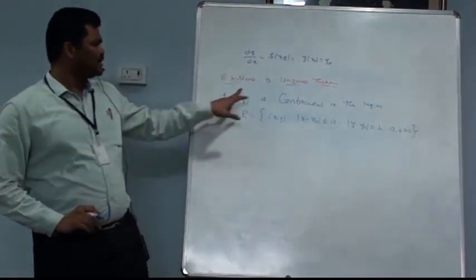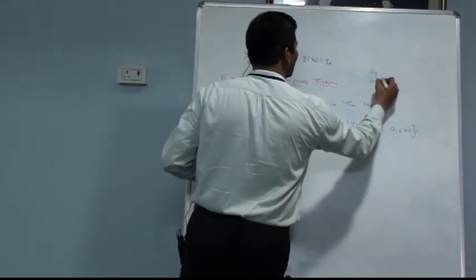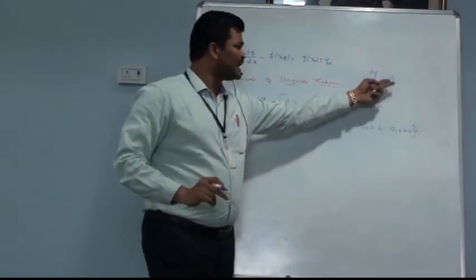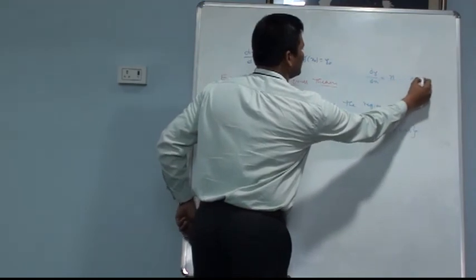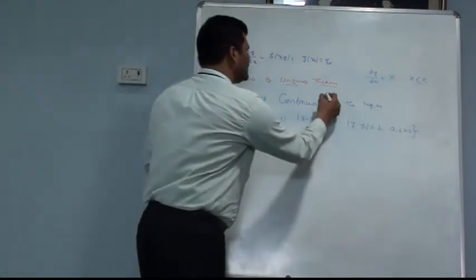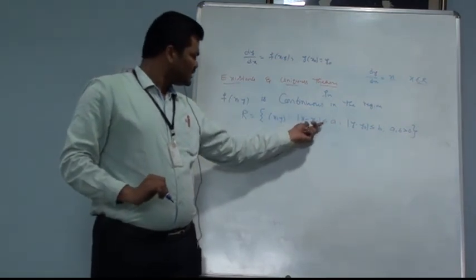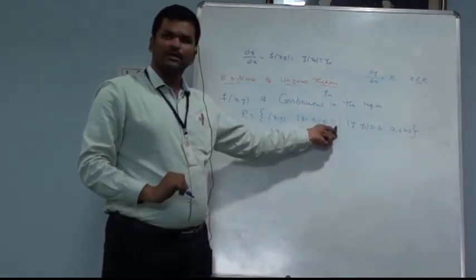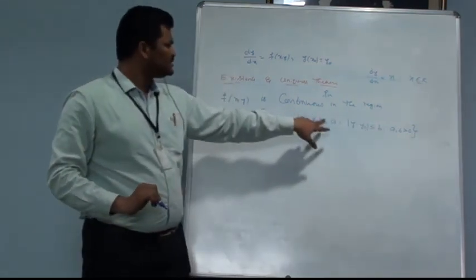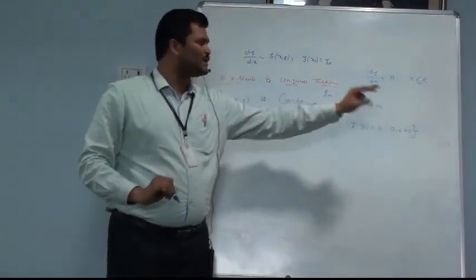So f of x, y is a function. Earlier I gave the example dy by dx is equal to x. This x is defined for any value of x. So here x belongs to R. Like that, f of x, y is a continuous function in the region R of x, y. So x is in between a neighborhood of x naught and y is in a neighborhood of y naught. So x is lying between x naught minus a to x naught plus a, and y is lying between y naught minus b to y naught plus b.